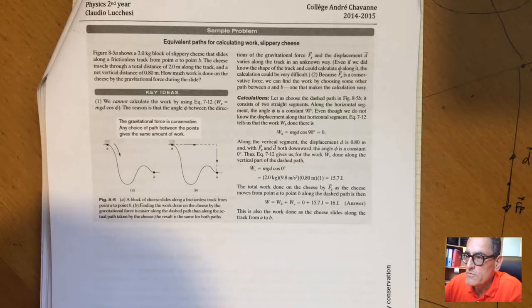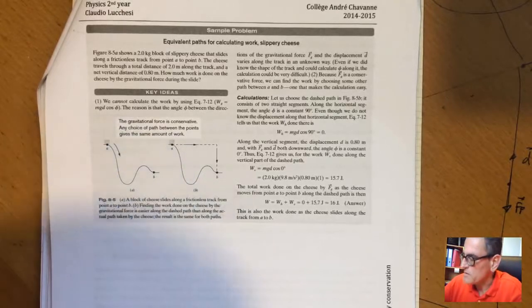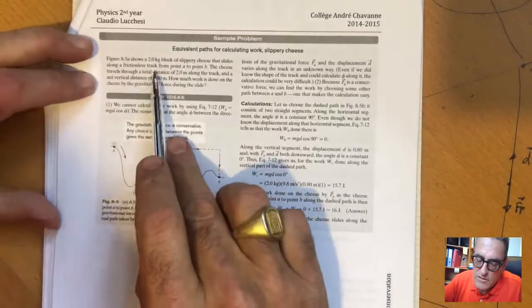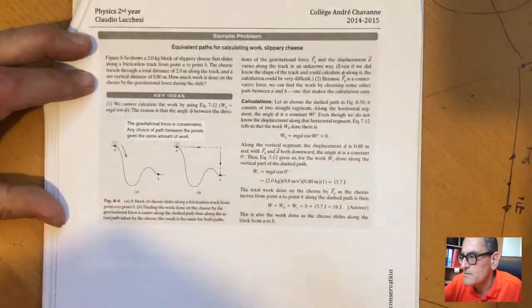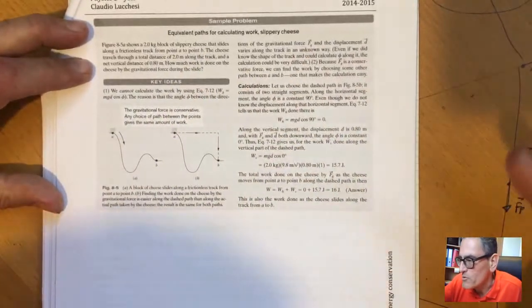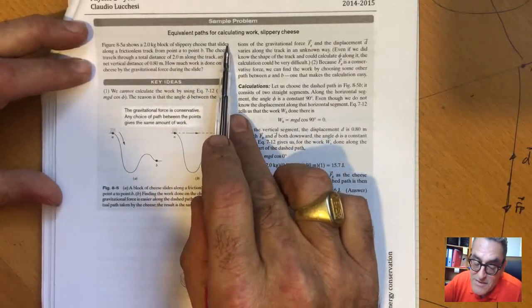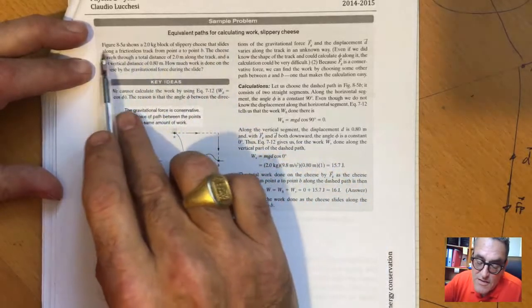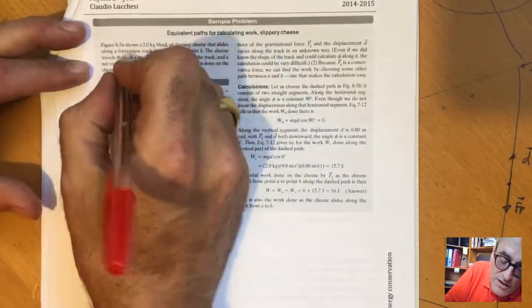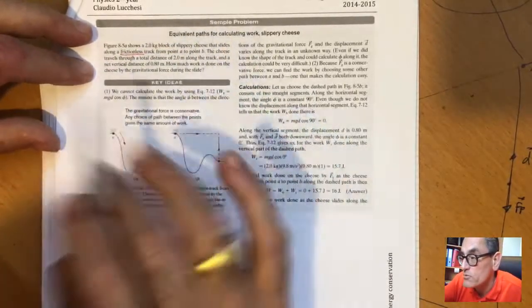Now we have another very basic exercise to do, but it's important. We have a 2 kilogram block of slippery cheese. Yeah, it's this book. They always take strange examples, but it's nicer than saying a mass. So a 2 kilo block of slippery cheese slides along a frictionless track. This is very important. If there was friction, it would never be conservative.